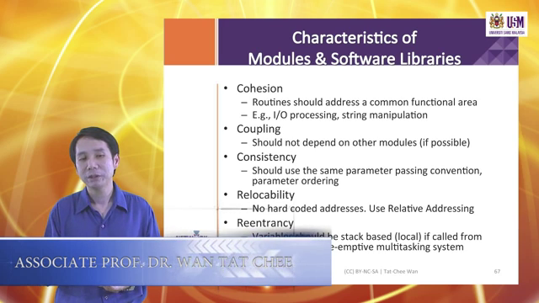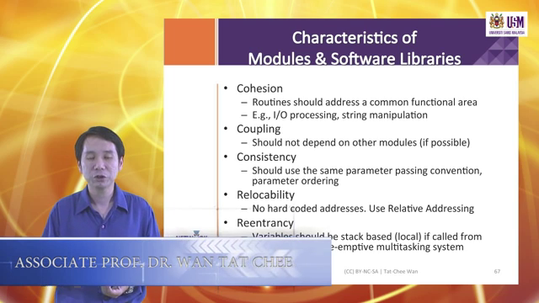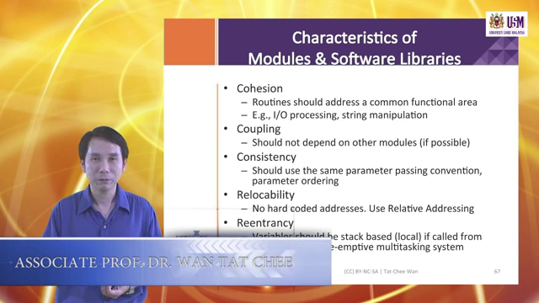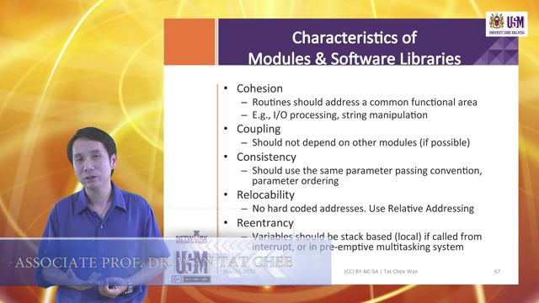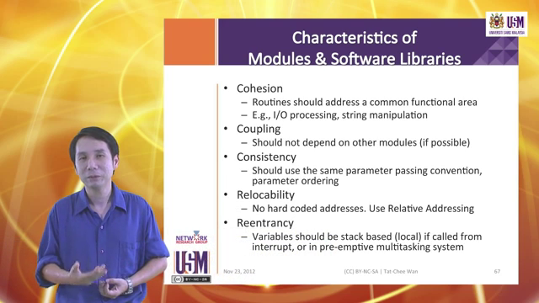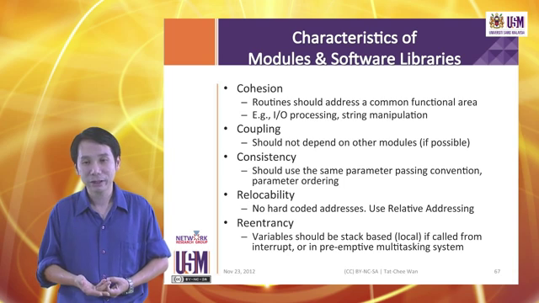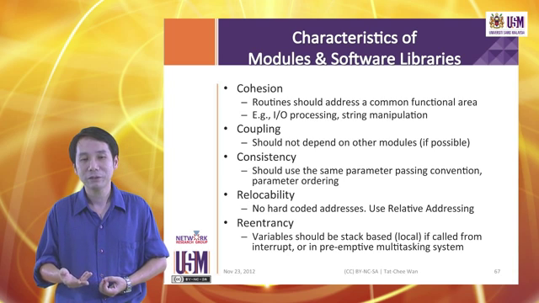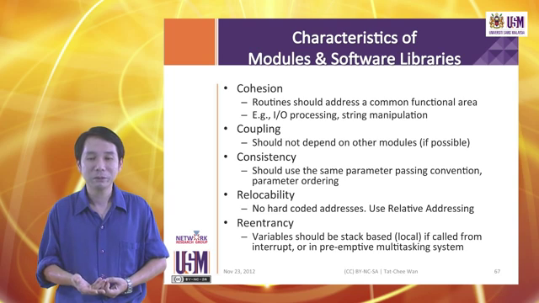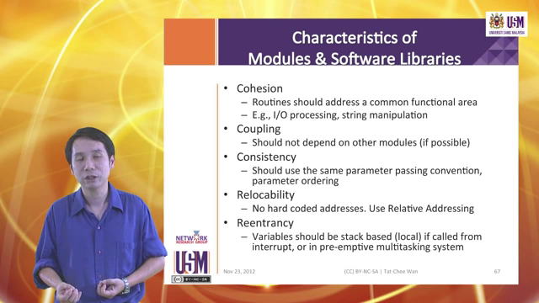Fourthly, there should be relocatability, meaning that there are no hard-coded addresses. If at all possible, we should use relative addressing where we use an offset from a parameter that is passed into the routine for accessing any given memory address location. Lastly, reentrancy, where we store the variables on the stack as local variables if possible, so that if we call it from an interrupt or else in a preemptive multitasking system, those routines can be called multiple times without affecting each instance of that routine call.